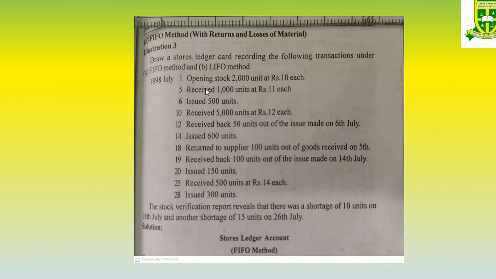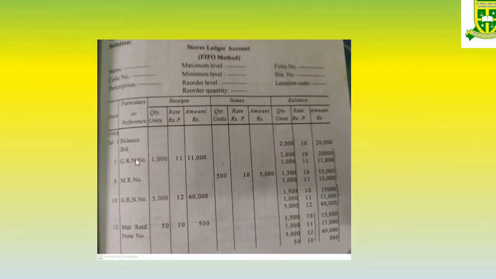Next, on 5th July, we are receiving 1000 units from the supplier at 11 each. So on the 5th we debit the date 5th. When you are receiving, we have to make a GRN number. So how much are we buying? 1000 units.